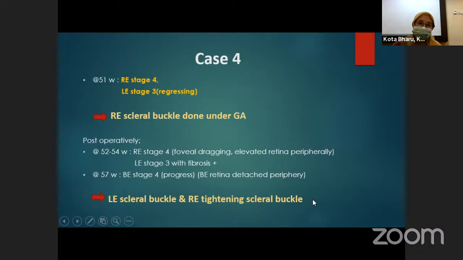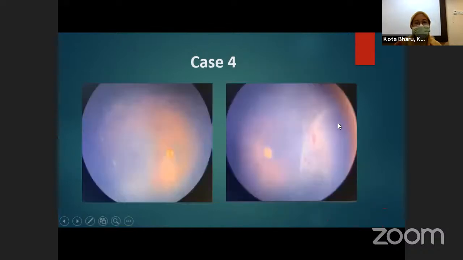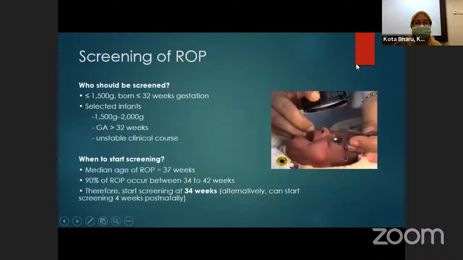However, this baby continued the follow-up in Hospital Kuala Lumpur due to logistic reasons. Okay. This fundus photo showing peripheral retinal detachment. Okay.